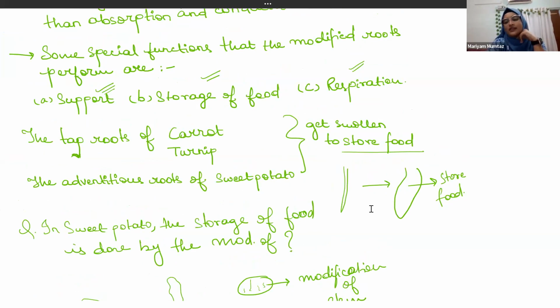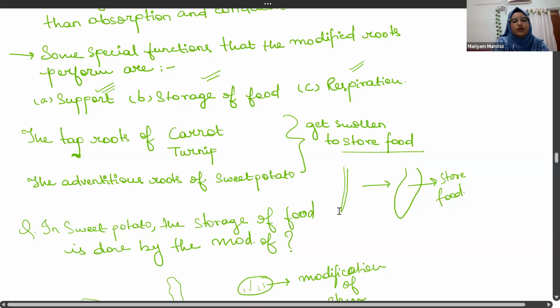And pneumatophores are present in what plant? Rhizophora, and all the plants that are present in the swampy areas, but particularly Rhizophora. And what is that modification? The roots grow vertically upwards out of the ground to get oxygen for respiration. Yes, very good. All right.